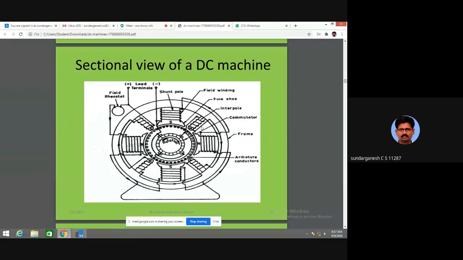Next, here there are some small poles, which are called interpoles. What is the use of the interpole? If the magnetic field strength is not enough, we can use the interpole to increase the magnetic field strength. These interpoles are small in size. They increase the magnetic field strength inside the machine.